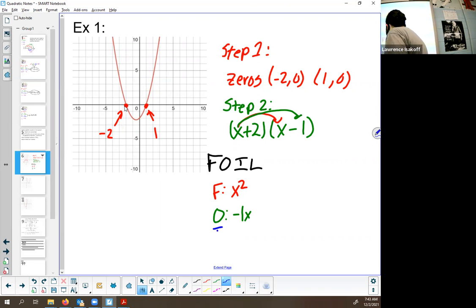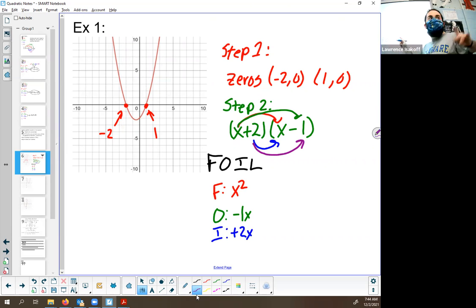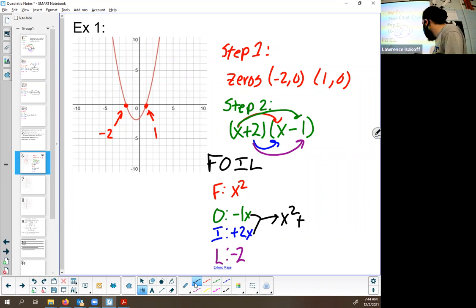My inners, get 2 times x, that is just so plus 2x. And then finally, my last, -2, thank you. So now I know I have my like terms right here. So it just starts off x squared, -1 plus 2 is just going to be 1x. So plus x minus 2.